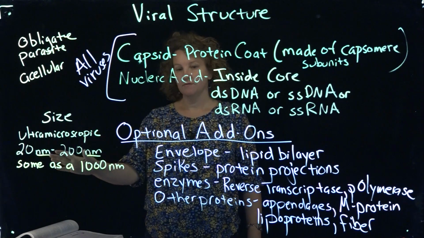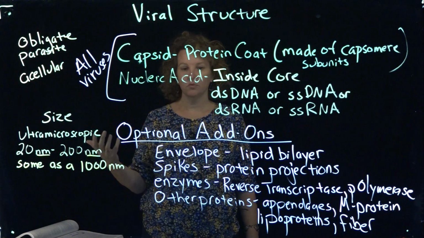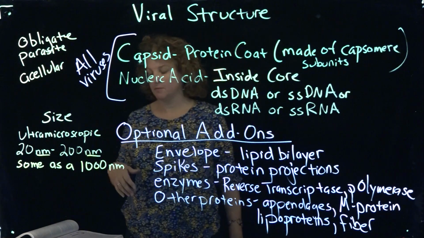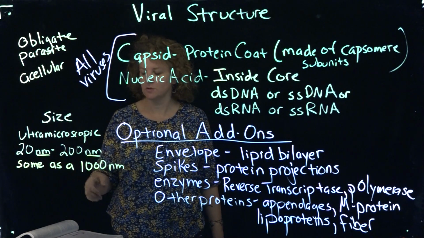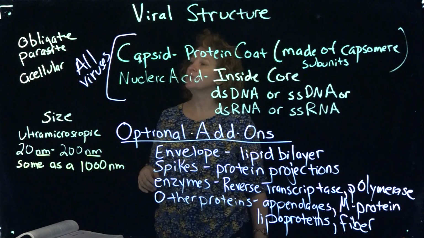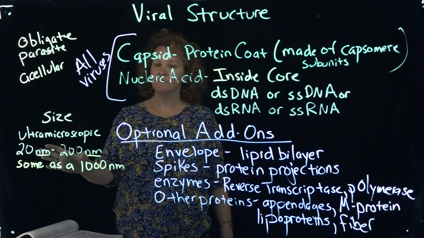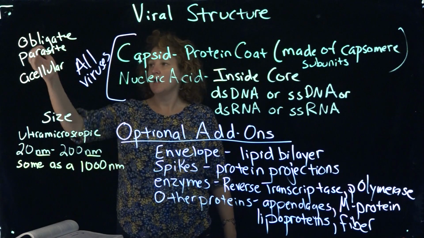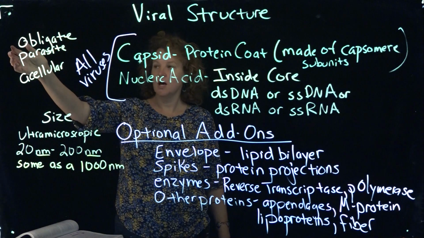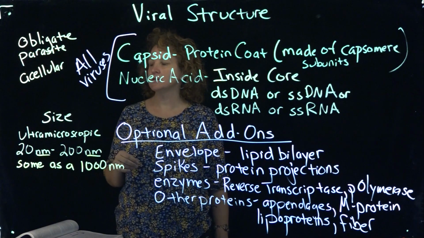And their size is very, very small, so they're not able to be viewed with your normal laboratory compound light microscope, but an electron microscope is what you would need. So an electron microscope is needed to view most of those. There are a few that are very large, but most of them fall in this pretty small 20 to 200 nanometer range. They cannot multiply or make more copies of themselves outside of the host, so they are obligate parasites.